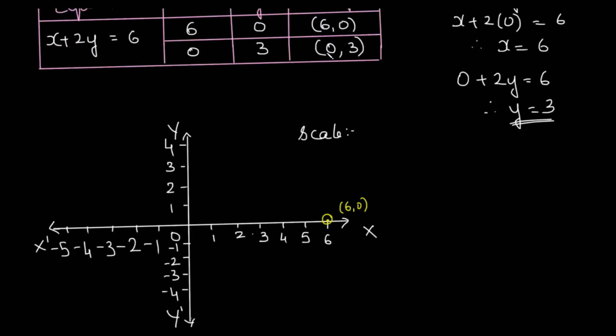Similarly, the other point on the line is 0, 3. So when x is 0, y is 3. So it is a point exactly on the y-axis at y is equal to 3. So this coordinate is 0, 3. Now you can just join these points and draw the corresponding line that is there.